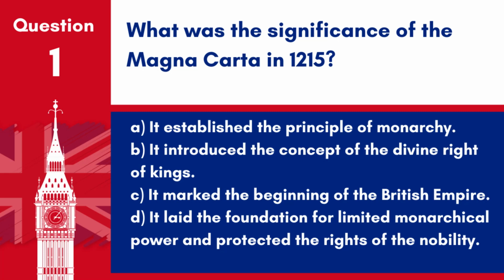Question 1. What was the significance of the Magna Carta in 1215? A. It established the principle of monarchy. B. It introduced the concept of the divine right of kings. C. It marked the beginning of the British Empire. D. It laid the foundation for limited monarchical power and protected the rights of the nobility.